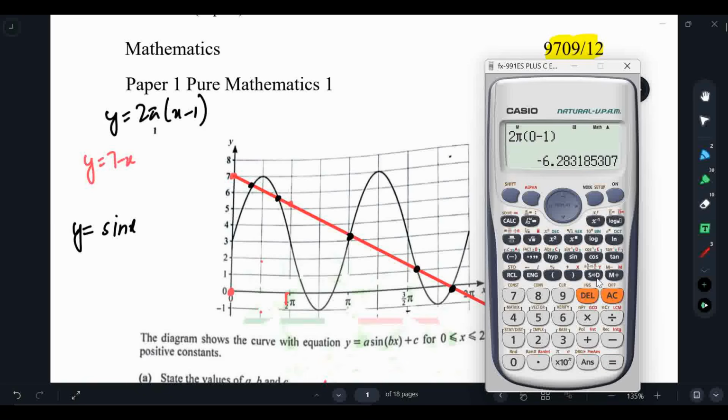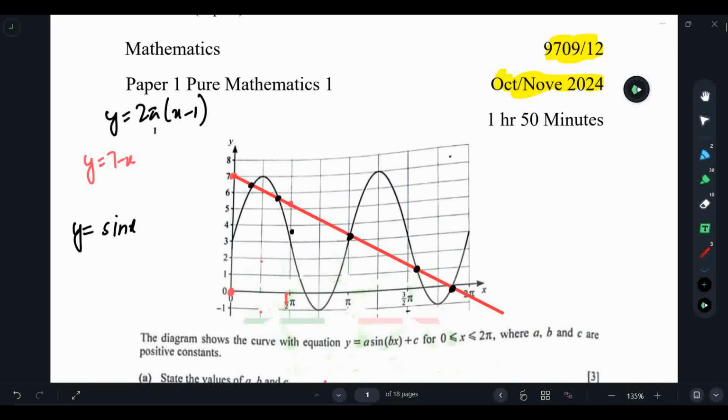Okay. Now when x is pi by 2, let me check this one. When x is pi by 2, this will be equal to 3.58. 3.58 means that this point will lie somewhere here.